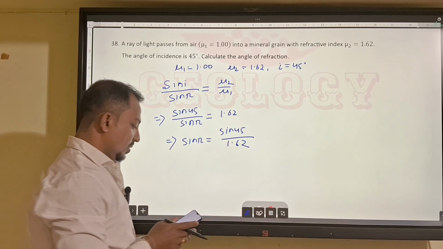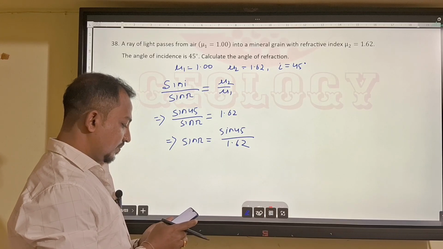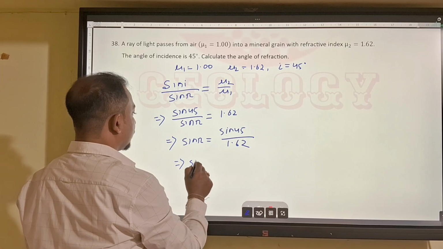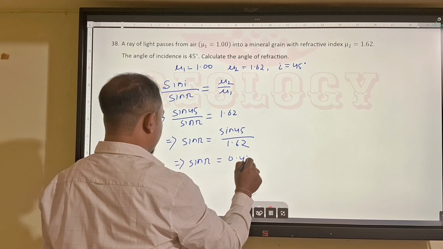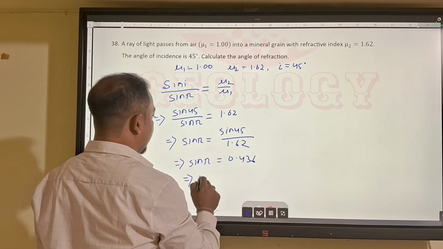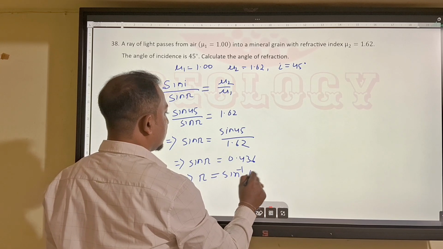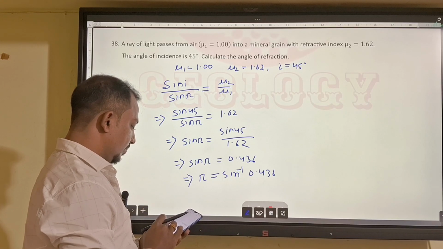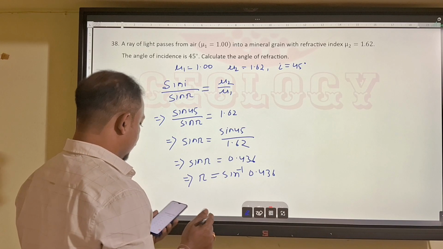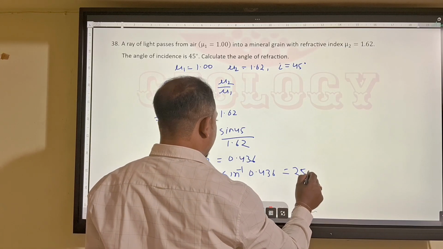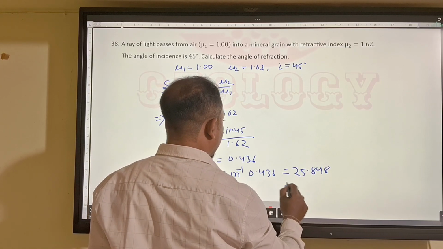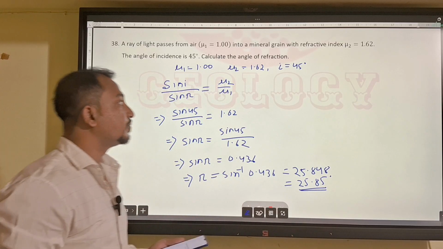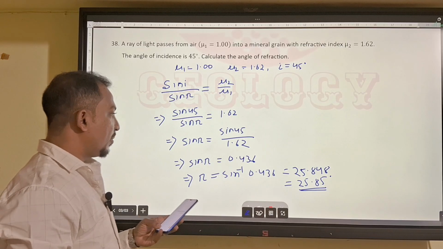So sin r will be 0.436. So r will be sin inverse 0.436. It will be 25.848, or approximately 25.85, rounded up to 2 decimals. So the answer will be 25.85.